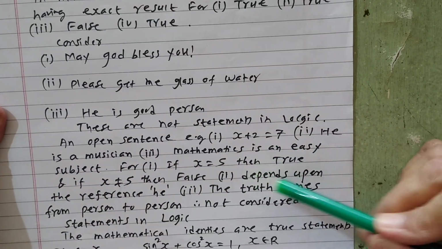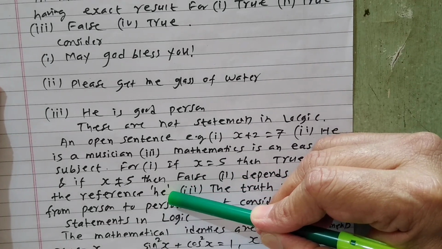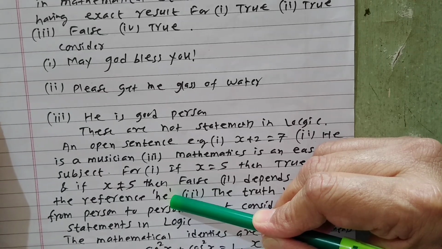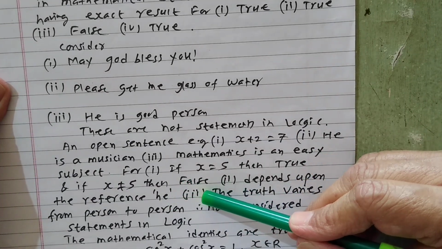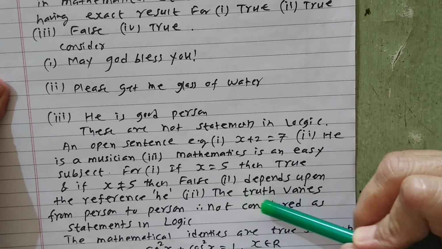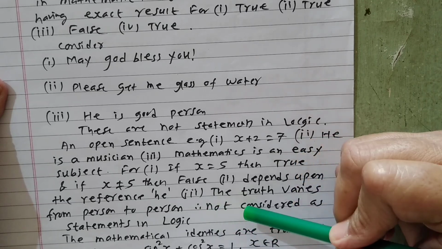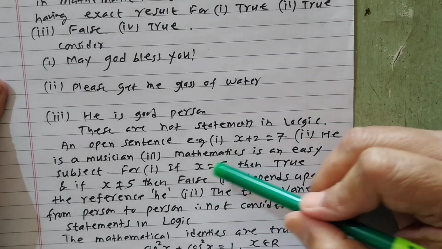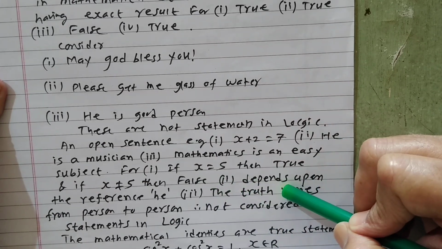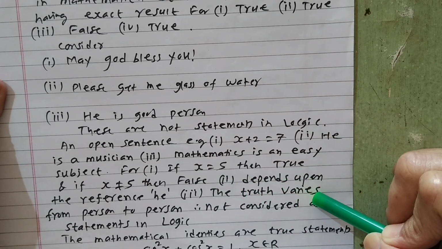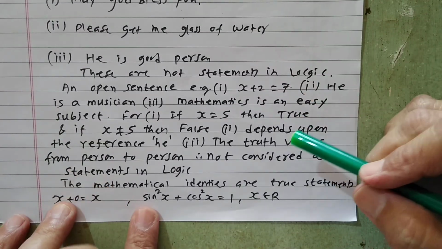Second statement, it depends upon the reference 'he'. If you know who that person is, and if he is a musician, then it is true, otherwise false. Therefore, that is also an open statement. And the third statement, the truth value varies from person to person. Some students may like mathematics, some students say that mathematics is a good subject, some students may say that it is the worst subject. Like that, it will vary from student to student or person to person. Therefore, it is not considered a mathematical logic statement.